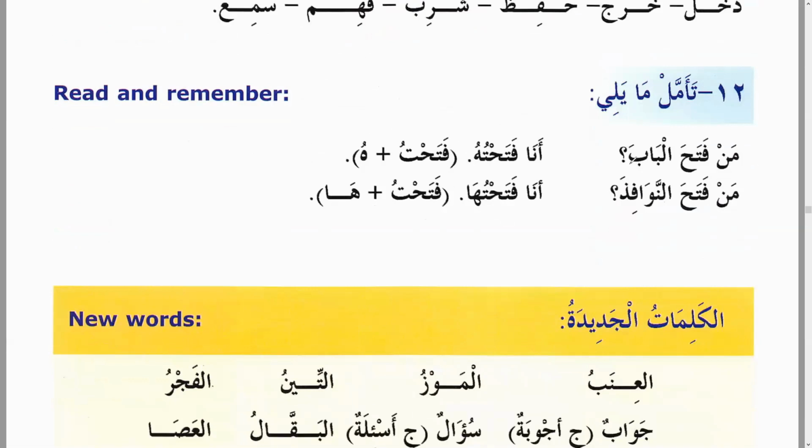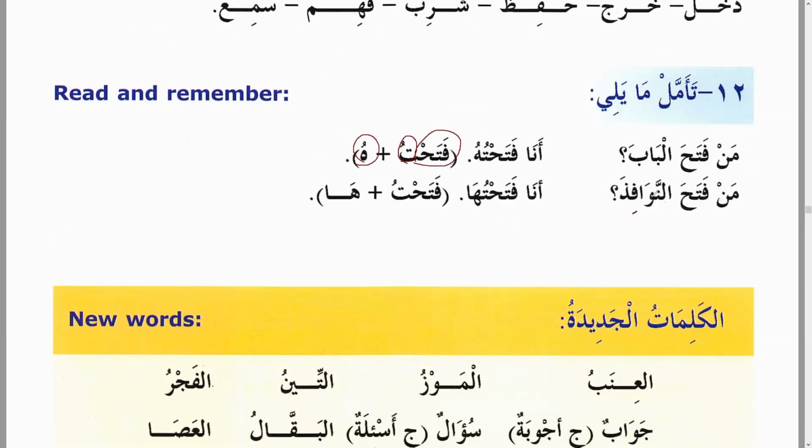Man fatah al baba, who opened the door? Ana fatahtuhu. So what is fatahtuhu? It's actually fatahtu plus hu, I opened it. Ana fatahtu hu. So this is the verb, this is the file, and this is the object.